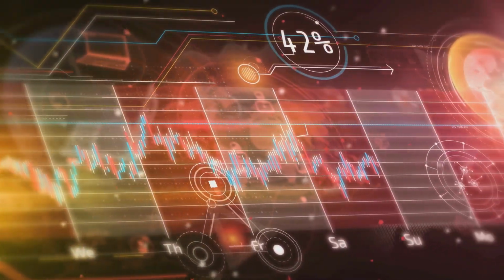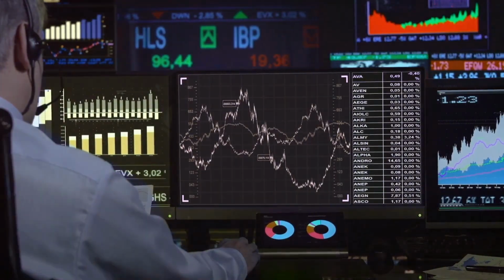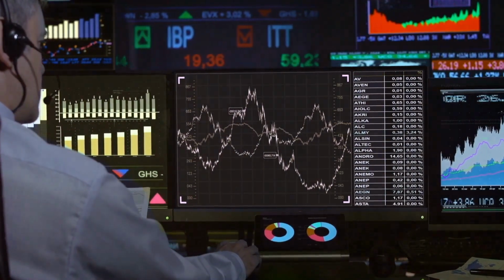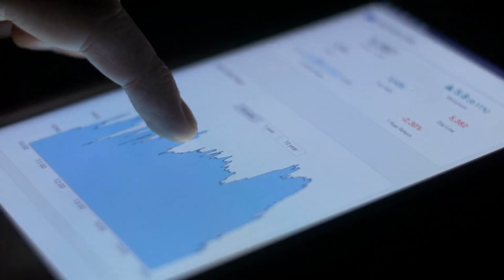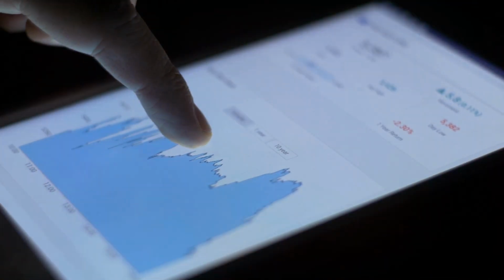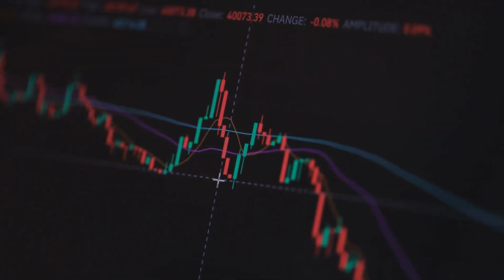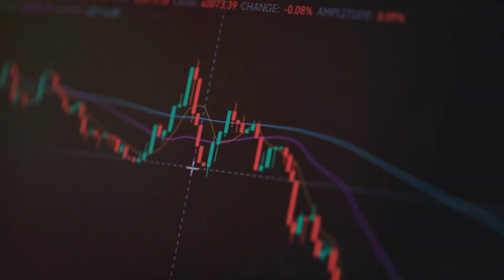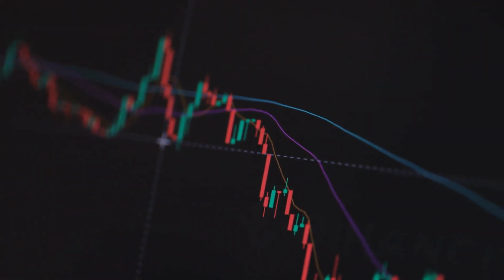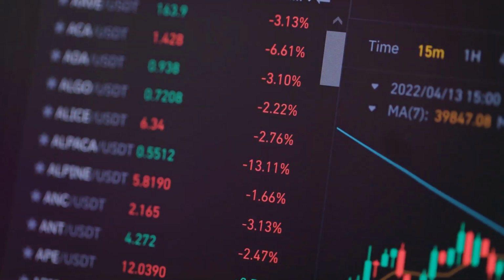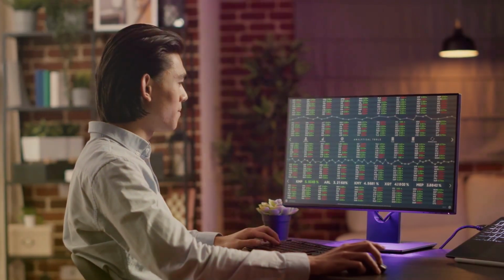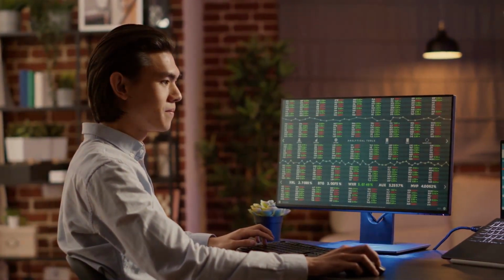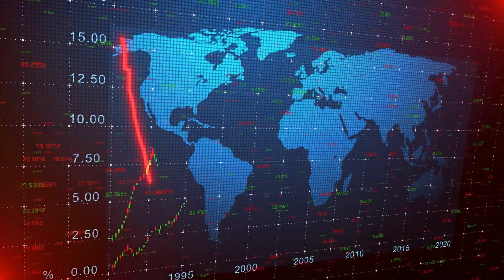Now, let's talk about technical indicators. These are essential tools that help traders like us analyze price charts and identify potential trading opportunities. They're like our trusty sidekicks in the world of Forex scalping. There are literally hundreds of technical indicators out there, each with its own strengths and weaknesses. Some popular ones for scalping include moving averages, the Relative Strength Index, RSI, and the MACD. These can help you spot trends and potential reversals.